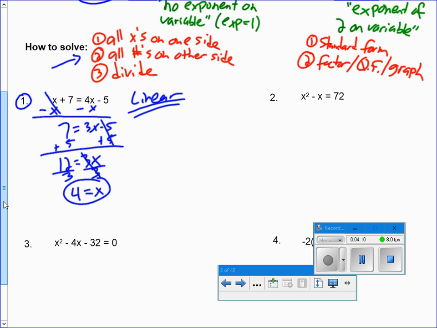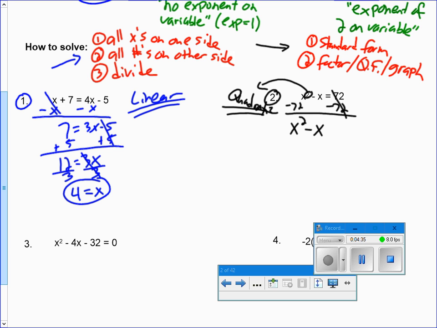So that's a different process if we look at one like number 2, where we see the x squared, which tells us this is quadratic. Now we're going to be following these steps. My first thing is to put it in standard form, so I subtract 72. 72 doesn't have any like terms on the left-hand side, so I don't combine it with the x squared or the x. It's just its own term at the end, it's a different kind of term.